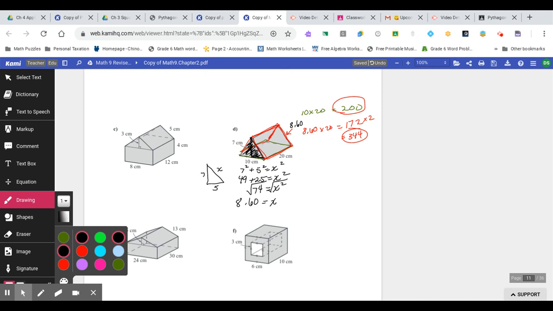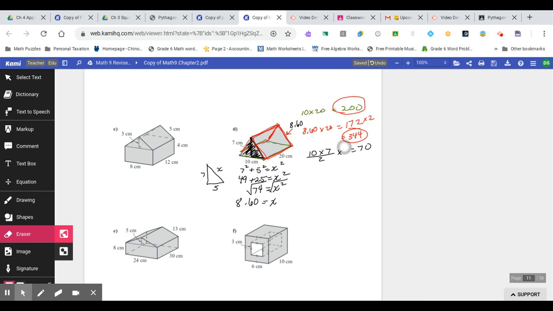So that triangle is base times height. So it's 10 times 7. And I would cut that into 2 pieces or take a half of it, but I have 2 of them. So I'm just going to end up with 70 left. That looks like x squared and it's not. Okay, so now I'm going to take all of those pieces, add them together, and get 614 centimeters squared.